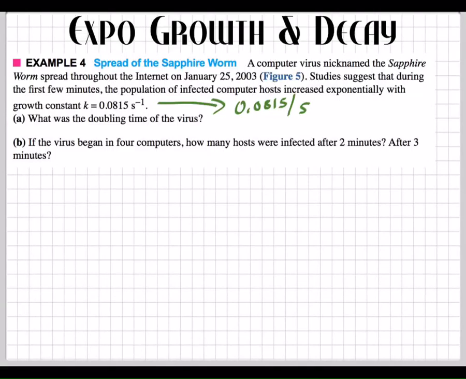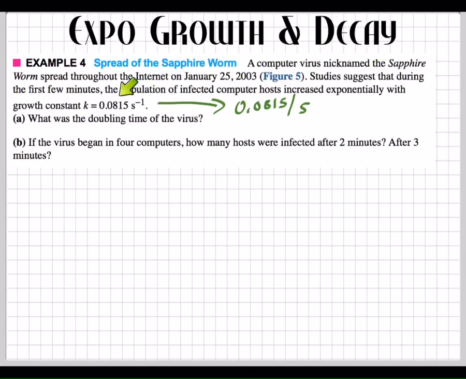Sorry guys, I gotta repeat what I just said. So this -1 right here just means we're putting the S on the bottom. It's saying 0.0815 per second. Okay, that is our growth constant. So we are growing in this problem. All right, we're talking about a computer virus that's growing.